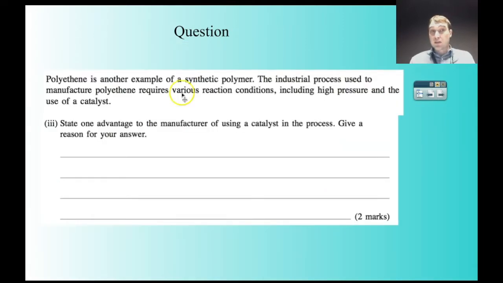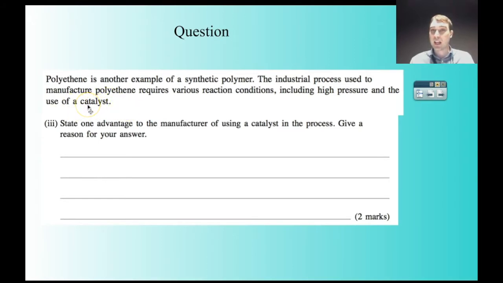So the last question talks about the production of polythene, which is a plastic. The industrial process uses high pressure and the use of a catalyst. State one advantage to the manufacturer of using a catalyst in the process and give a reason. So one advantage of using a catalyst is you don't have to provide as high temperatures or even as high pressures if you have a catalyst present, since the catalyst will help increase the reaction rate by itself.